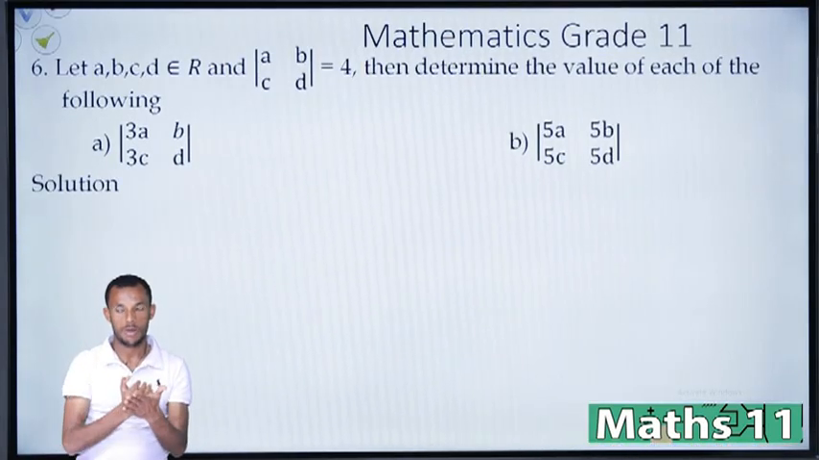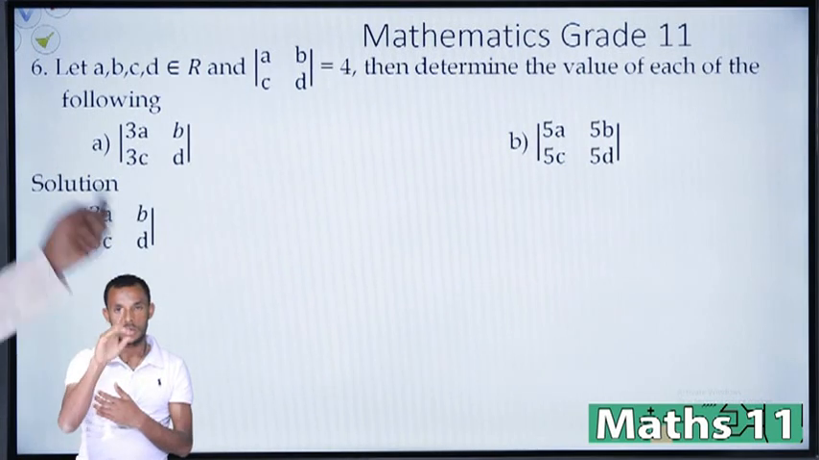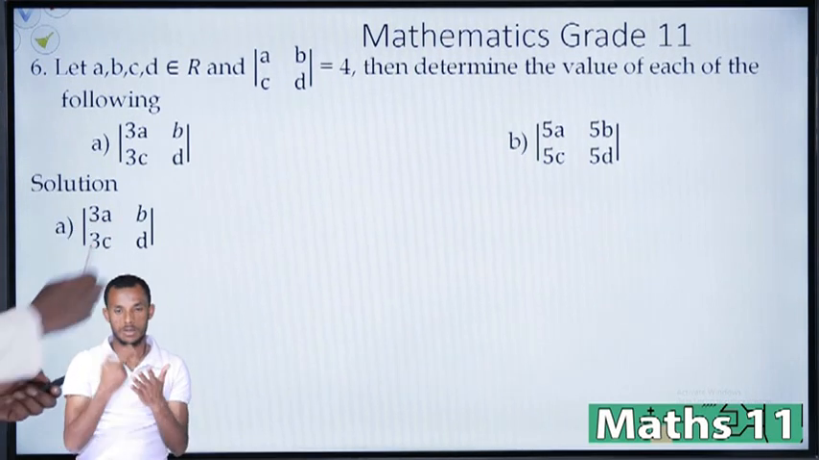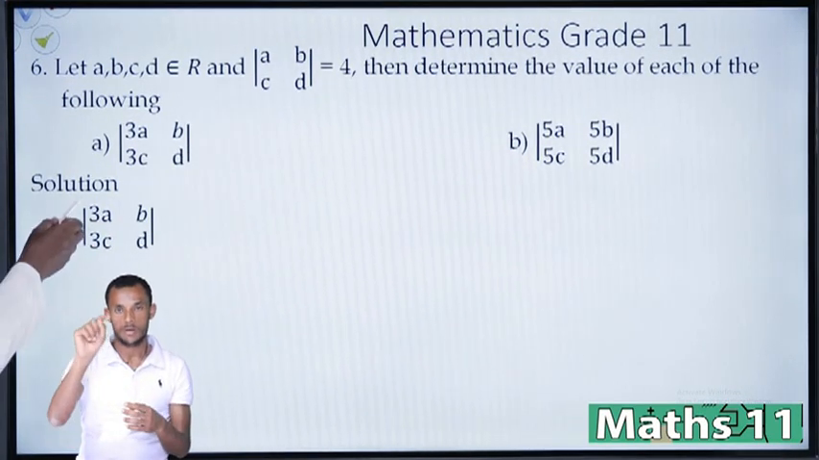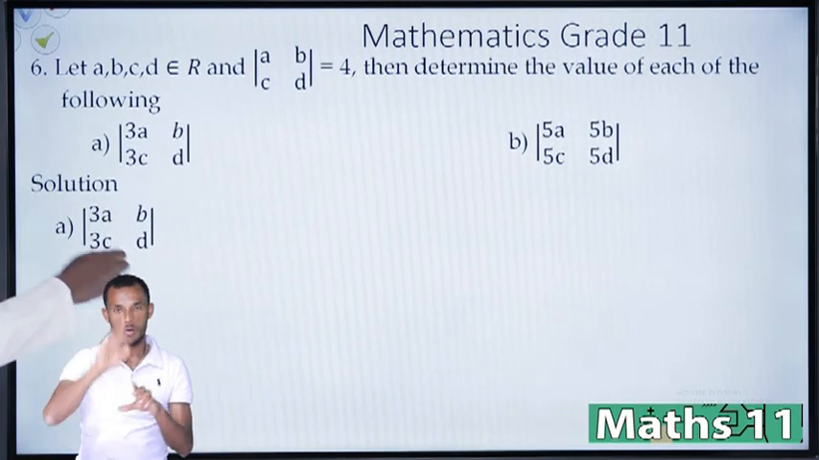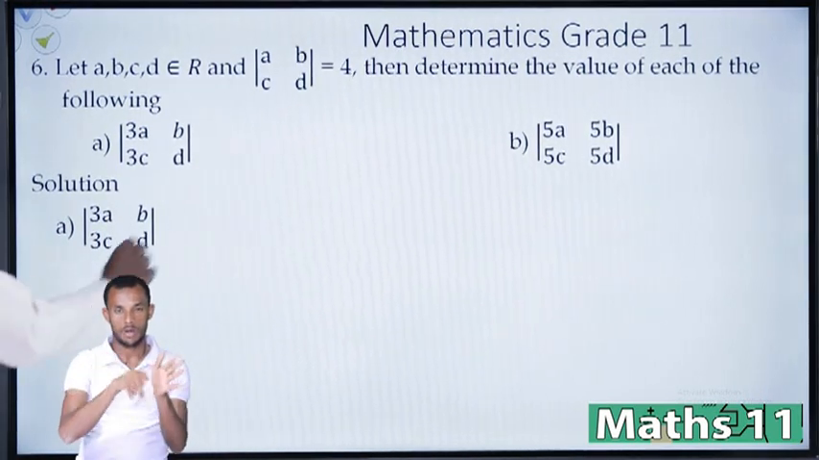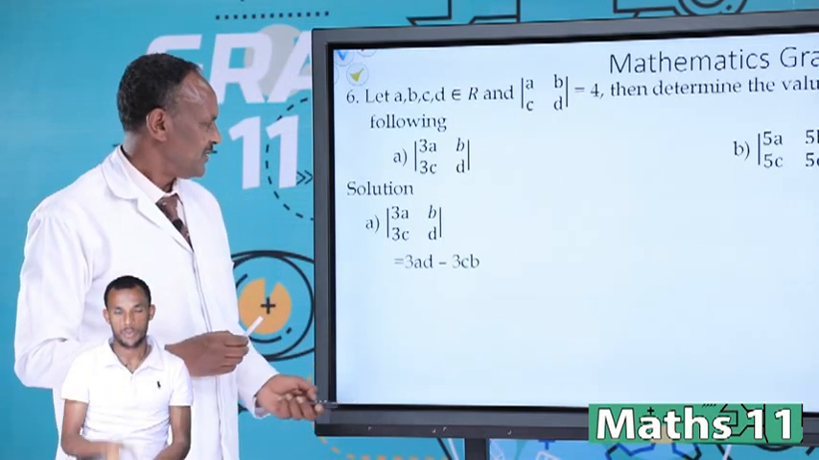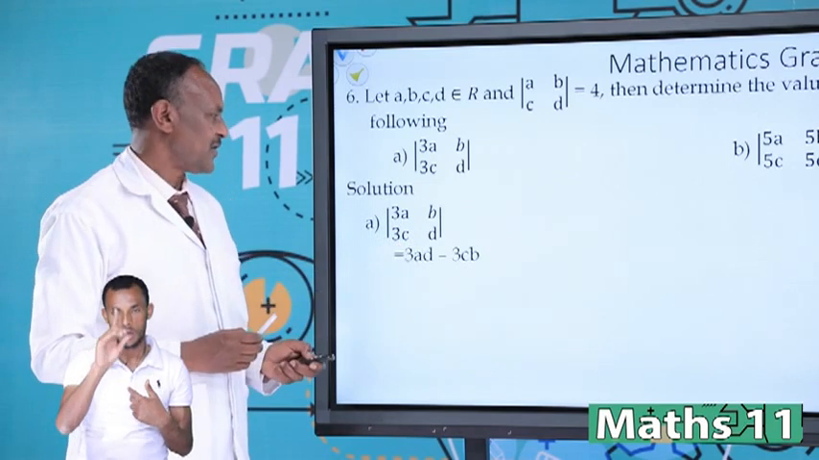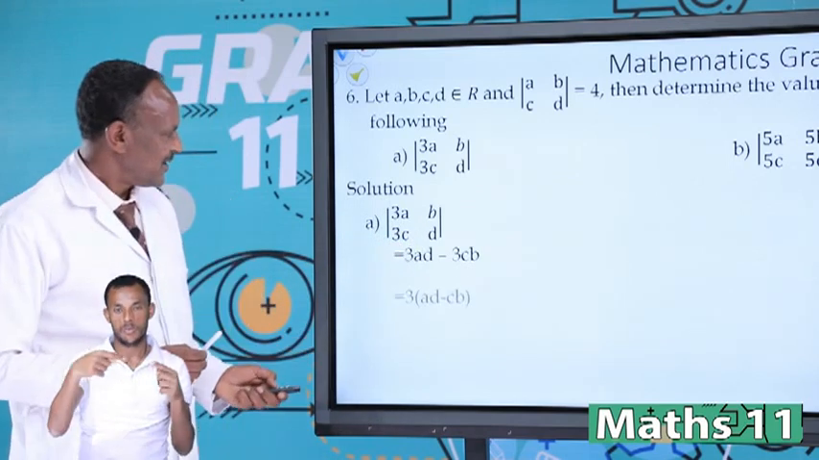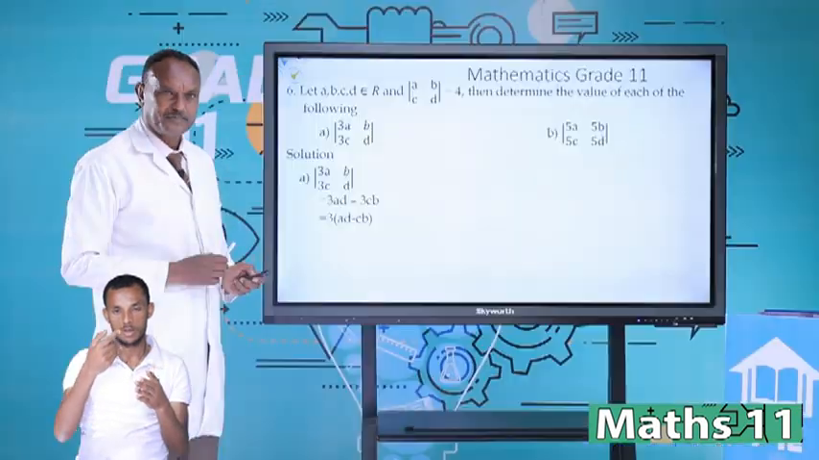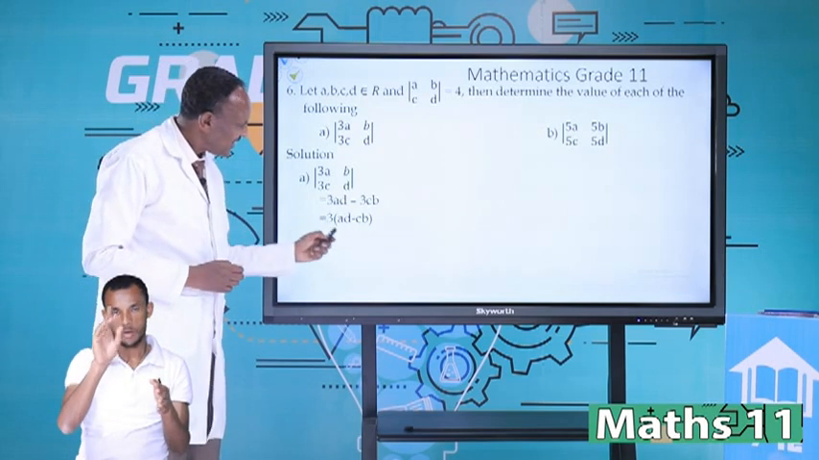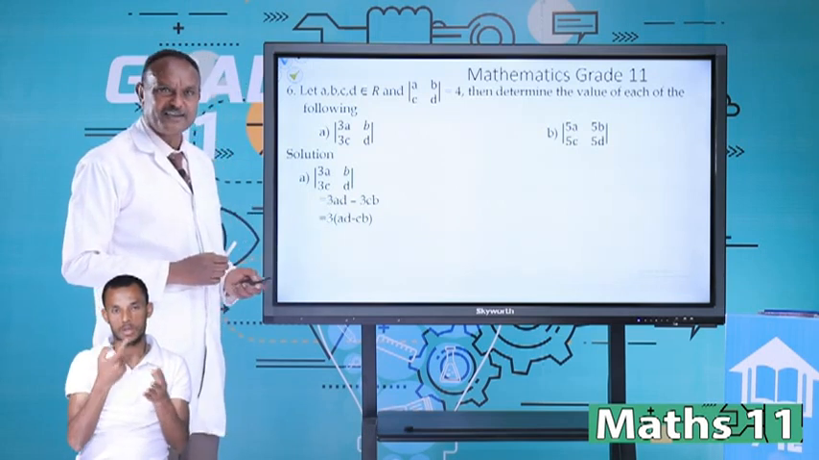So take the solution for A. The determinant of 3A, B, 3C, D. Since it is a 2 by 2 matrix, the determinant will be the product of the main diagonal element 3A times D minus the product of the other, 3C times B. What you have? 3AD, the product of the main diagonal, minus the opposite 3CB. But this will have a common factor 3. This could be 3 times AD minus CB.